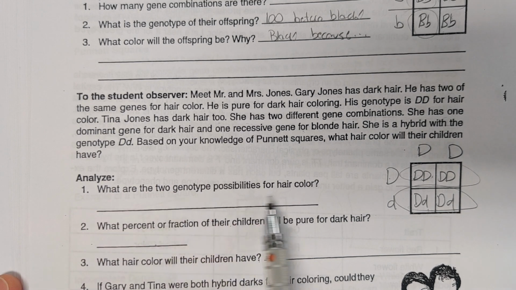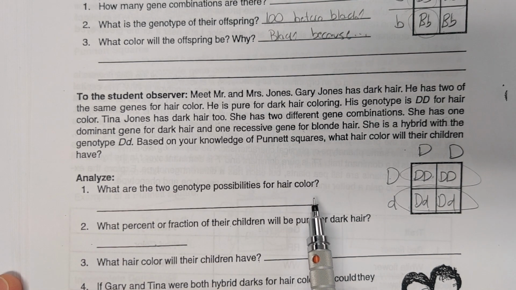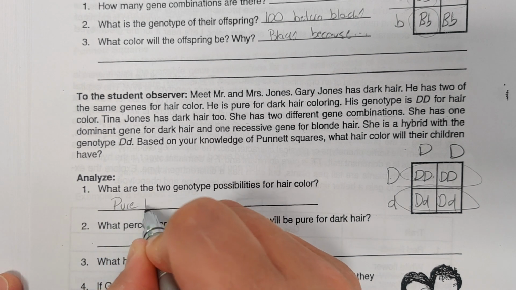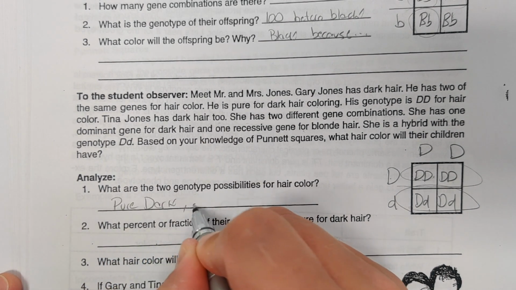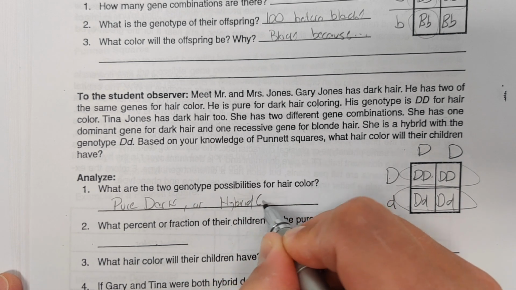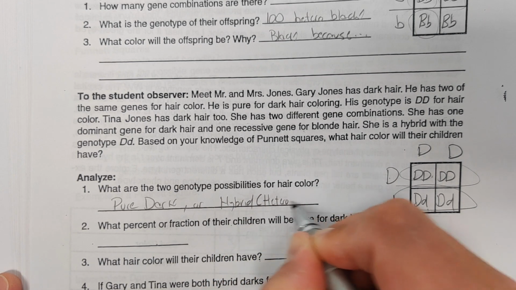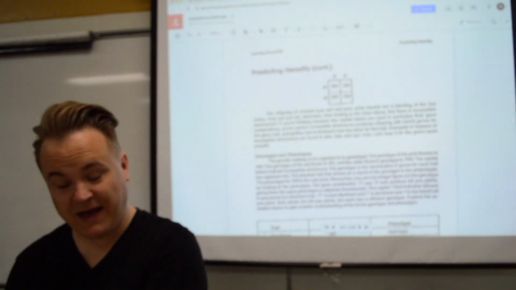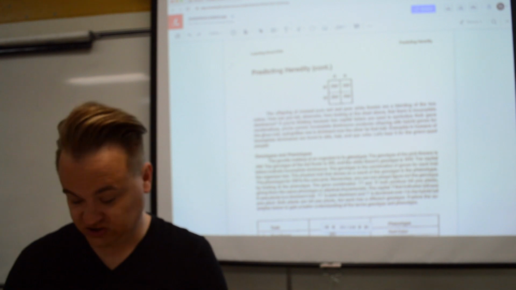What are the 2 genotypes that they could have? Pure dark or hybrid. Another word for that would be hetero dark. Go back and read the package. I didn't spend time reading the whole package.